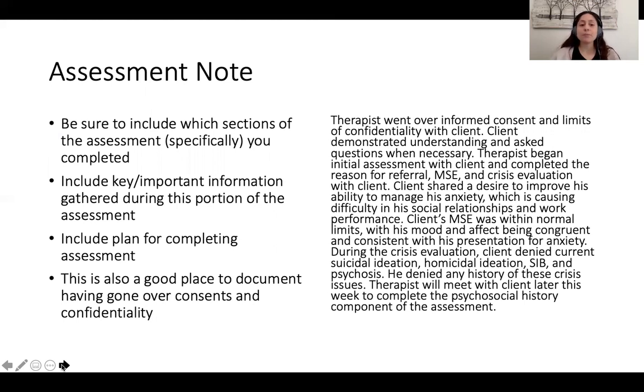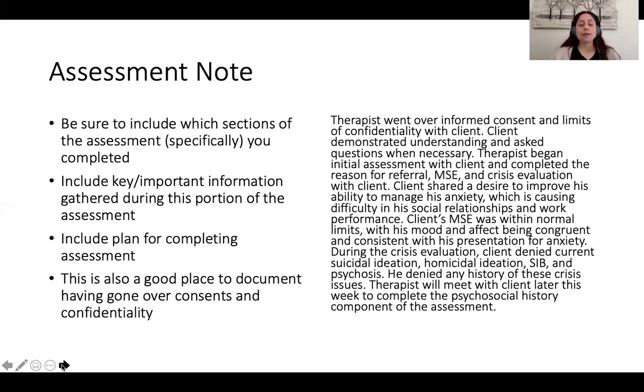You also want to include a plan for completing the assessment. So what are you going to do next? And that's at the very end of my note. Therapist will meet with client later this week to complete the psychosocial history component of the assessment. And finally, this is a good place to document having gone over consents and confidentiality. And that's at the very beginning of my note. Therapist went over informed consent and limits of confidentiality with client. Client demonstrated understanding and asked questions when necessary.